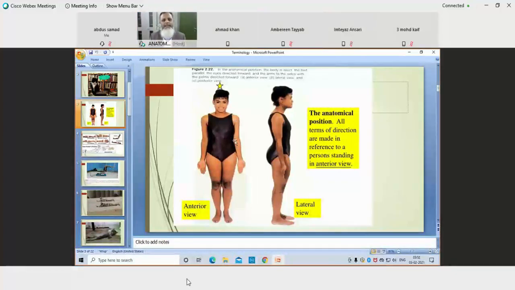Now see here in the anatomical position, the slide that is visible to you. The part of the forearm which is in contact with the trunk is the medial border, because medial is toward the middle. Anyone got it? Should I move ahead?